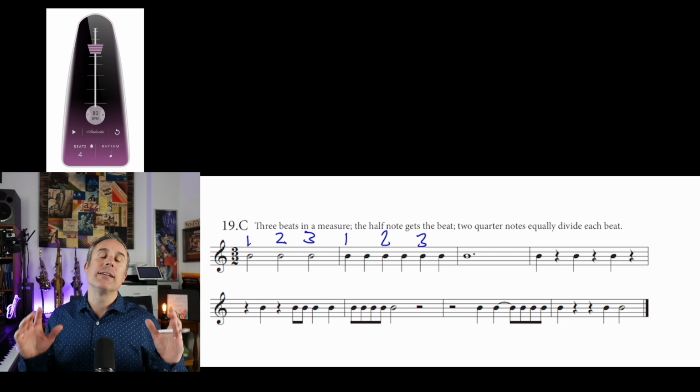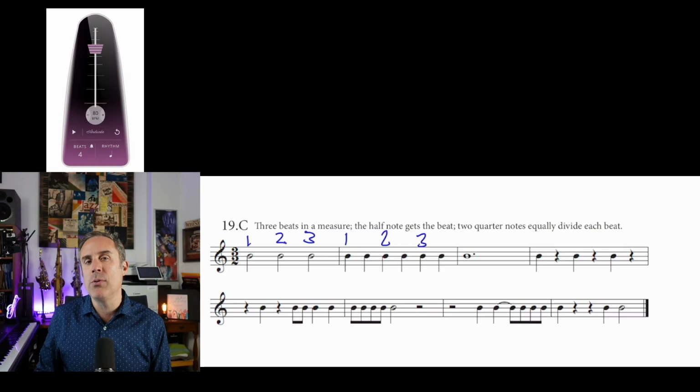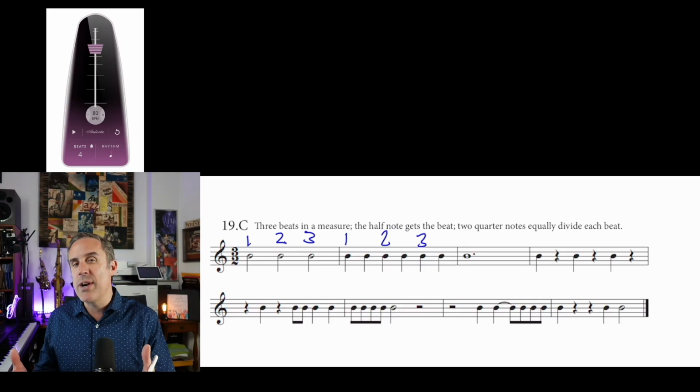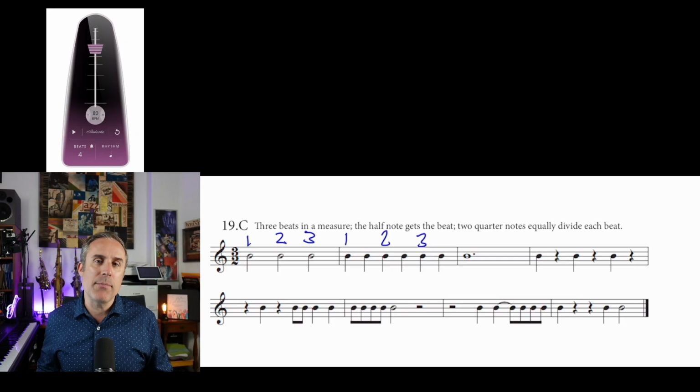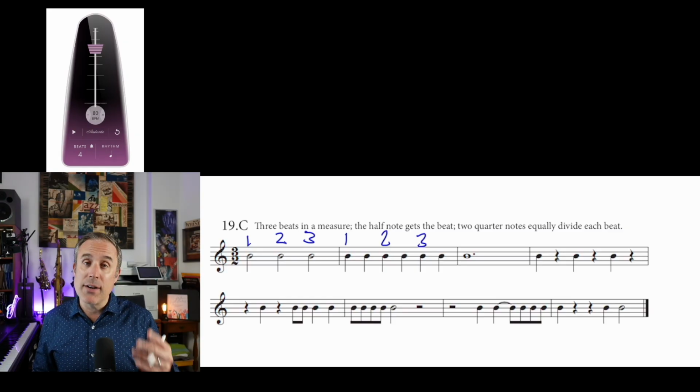Now, we could have an entire conversation on why a composer would choose to write a piece in 3/2 as opposed to 3/4, or why they would choose 3/8 instead of 3/2. That's a conversation for another time. Just know that although this time signature is less common, you will see it in music notation. It does happen. So let's move on to the third measure.